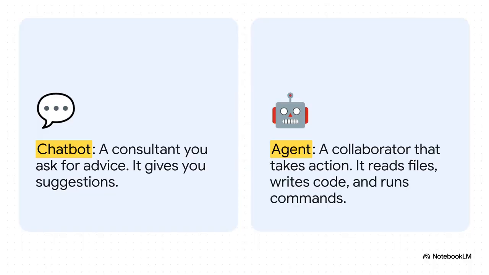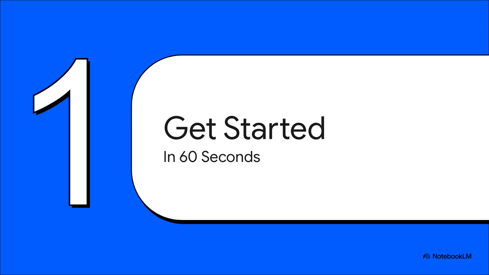Now, to really get what makes Gemini CLI so special, you have to understand this one key difference. A chatbot, well, it's kind of like a consultant. You ask it for advice, it gives you an answer. But an agent is a collaborator. It's a leap way beyond simple code completion. See, an agent doesn't just give you suggestions. It actively reads your files. It writes new code. It runs terminal commands. And it even helps you debug. It actually takes action.